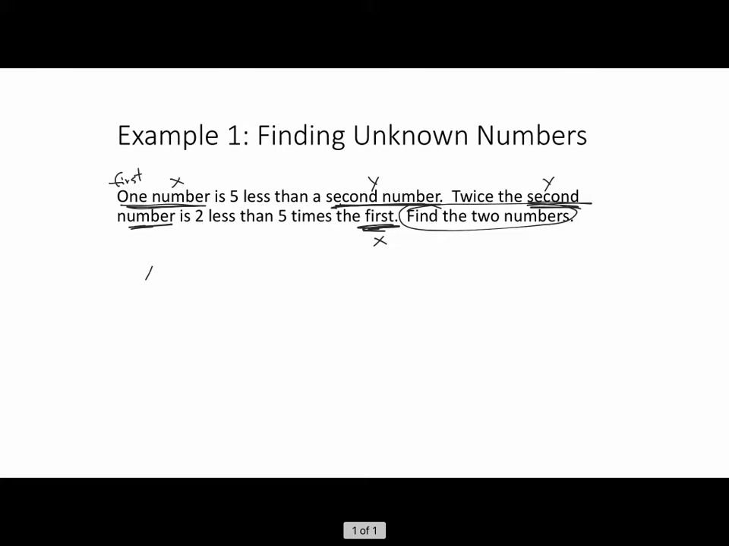Okay. So let's start at the beginning of the first sentence. One number, which we labeled x, is, which means equals, 5 less than. Now remember, less than means subtraction, but it also changes the order. So 5 less than the second number.